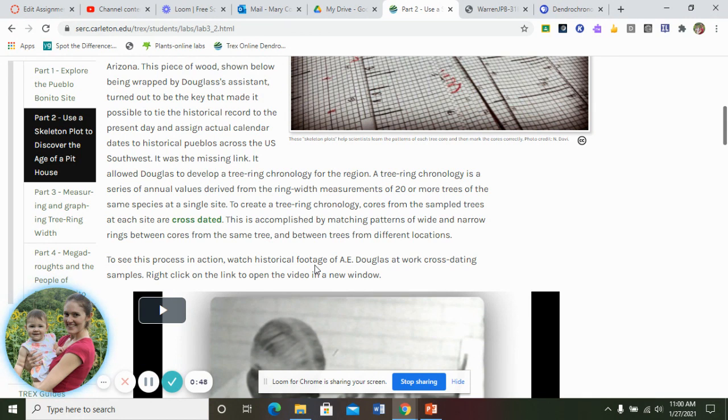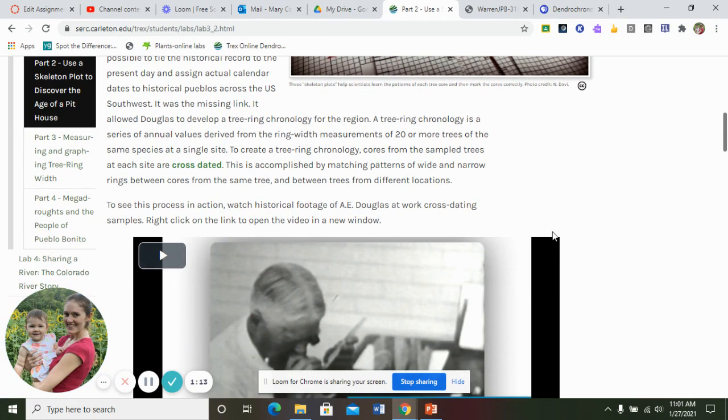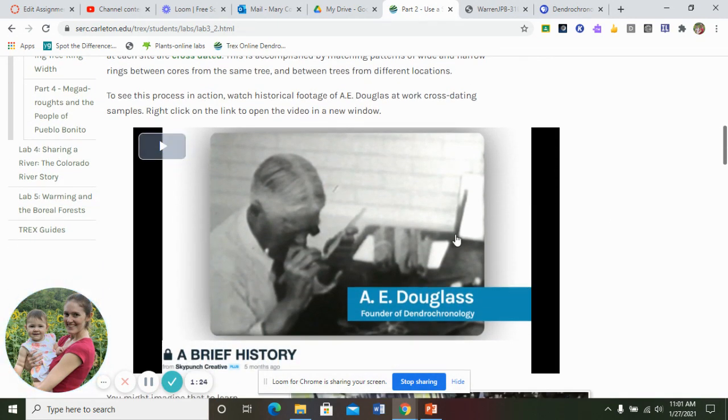A tree ring chronology is a series of annual values derived from the ring width measurements of 20 or more trees of the same species at a single site. To create a tree ring chronology, cores from the sampled trees at each site are cross-dated, which is a technique that ensures each individual tree ring is assigned to its exact year of formation by matching patterns of wide and narrow rings between cores from the same tree and between trees from different locations. To see this process in action, watch the historical footage of A. E. Douglas at work cross-dating samples.